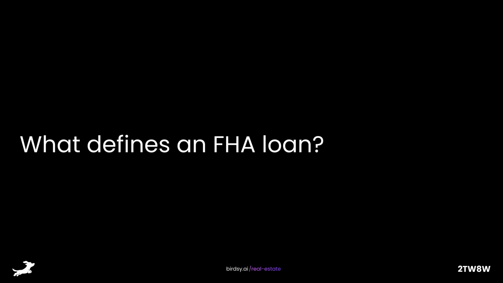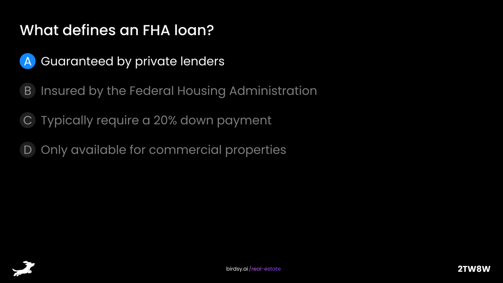What defines an FHA loan? Is it A, guaranteed by private lenders? B, insured by the Federal Housing Administration? C, typically require a 20% down payment? Or D, only available for commercial properties? The answer is B, insured by the Federal Housing Administration.